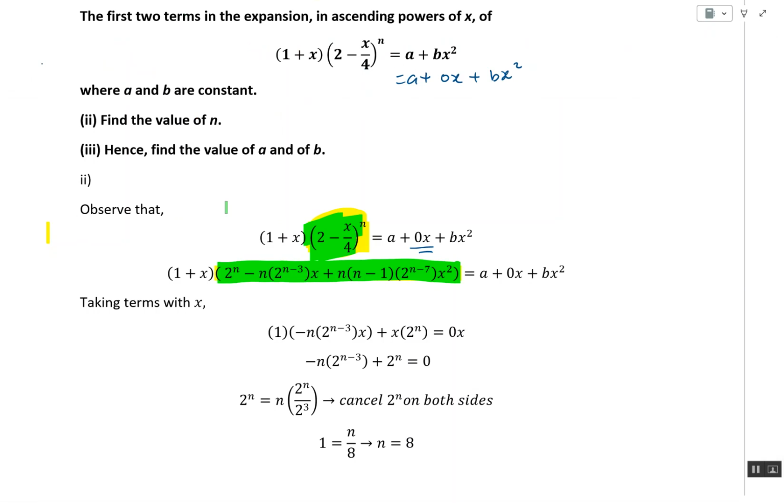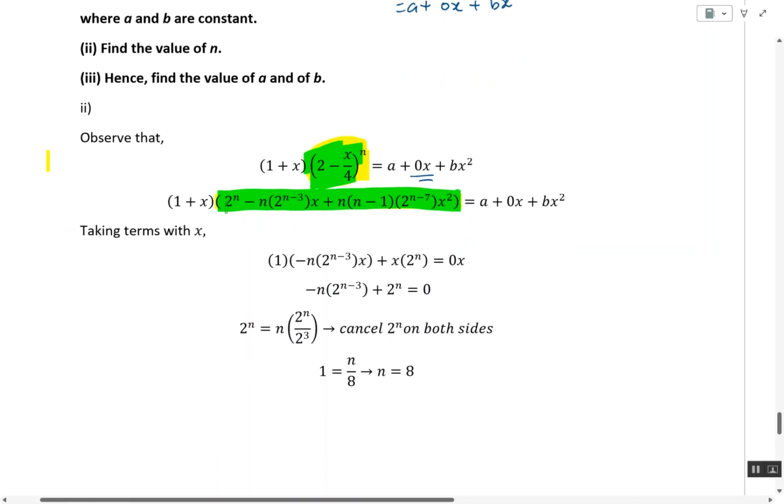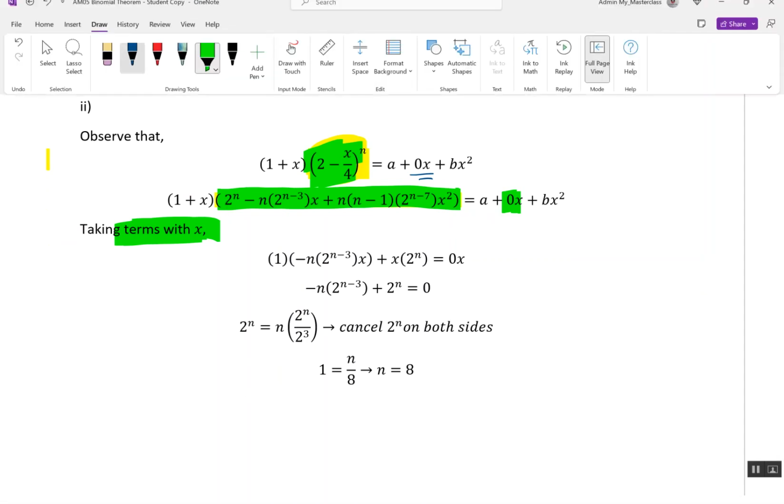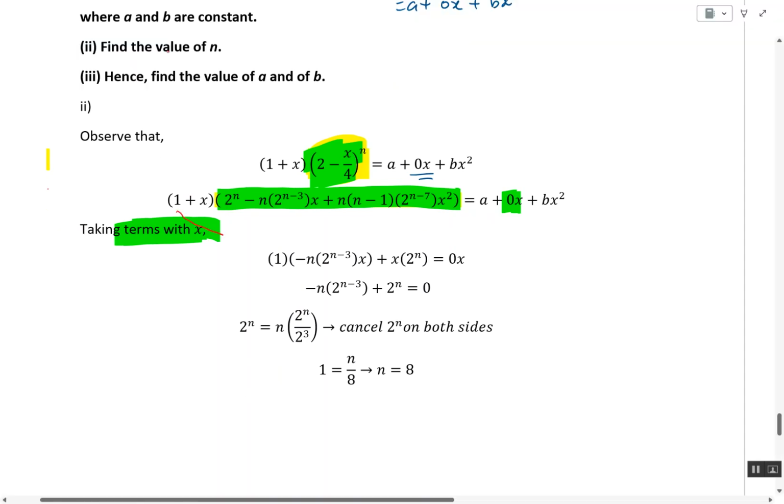Now, to find my value of n, because I know I got 0x, I'm going to compare my terms that contain x. The terms that will give me x when I multiply will be 1 times this, as well as x times 2 to the power of n. Then from there, this is how I get this expression here. Cancel out the x throughout because I just want to compare the coefficient, and then we try to do the solving.